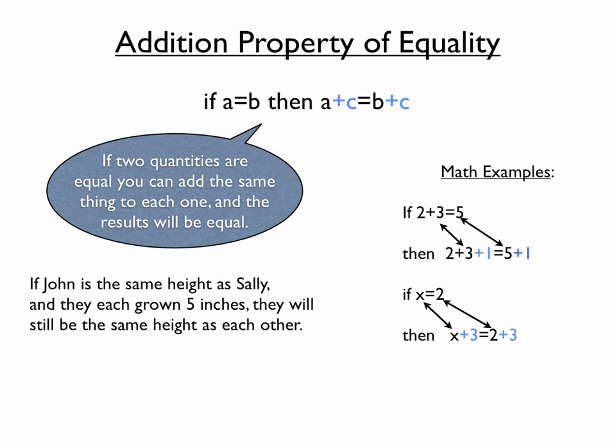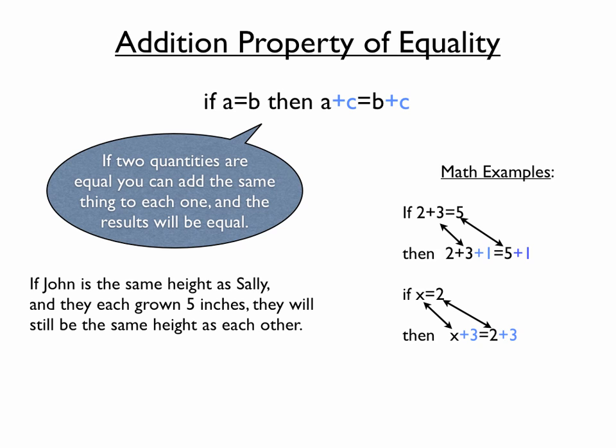Next is the addition property of equality. This says that if you start out with two quantities that are the same as each other, A and B, you can add the same thing to A as you do to B, and the results are still equal. So if A starts out being equal to B, I can add some other number, C, to both sides of this equation, and the equation is still true.